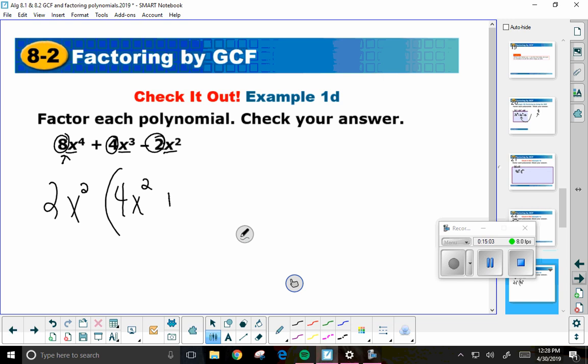I see this will be a plus sign here. So I know 2 times a 2 is 4, so I'll put that there. And then x squared to get to x cubed is just an x. And then what would I multiply 2x squared by to get negative 2x squared? And that's just a negative 1.